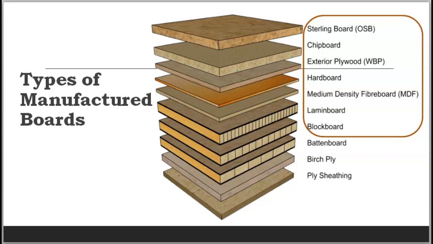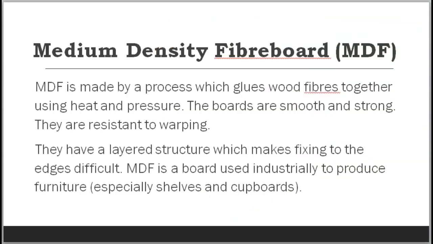Now let's look at medium density fiberboard. MDF is made by a process which glues wood fibers together using heat and pressure. The boards are smooth and strong and are resistant to warping. They have a layered structure which makes fixing to the edges difficult, and this is a disadvantage. MDF is a board used industrially to produce furniture, especially shelves and cupboards.